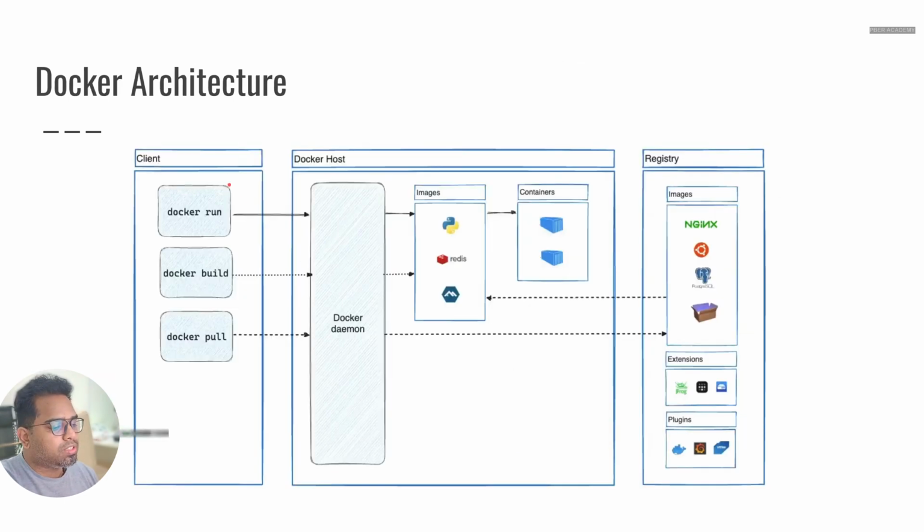Docker is a client-server architecture. There is a client and a server, and the client sends requests and gets responses back. The Docker client talks to the Docker daemon, which does the heavy lifting of building, running, and distributing your Docker containers. This is the master kind of component. The Docker client runs commands like docker run, docker build, docker pull.